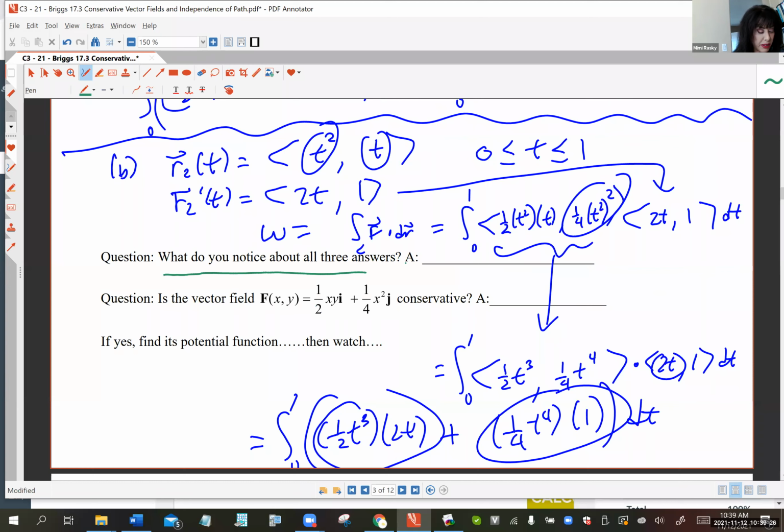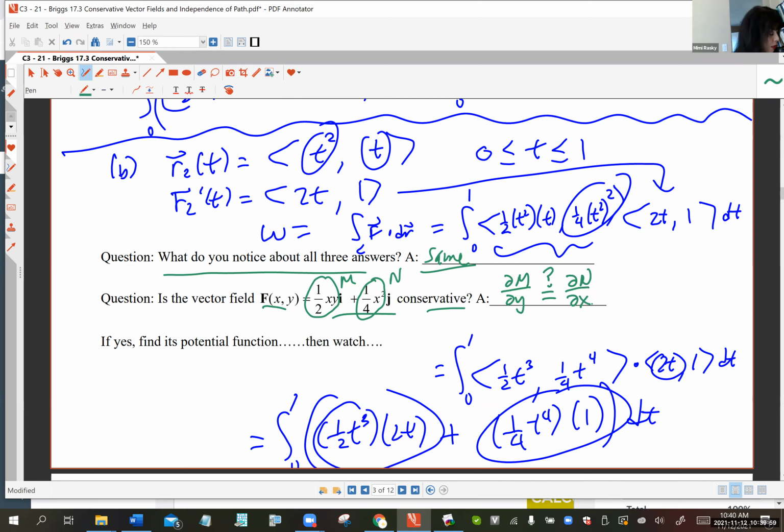So what do we notice about the three answers? They're the same. Now, here's the key question. Is this vector field conservative? And we talked about last week the test to determine if a vector field is conservative or not. Remember, if I call the first component M as in Mary, and the second component N as in Nancy, you check by seeing if dM/dy is the same as dN/dx.